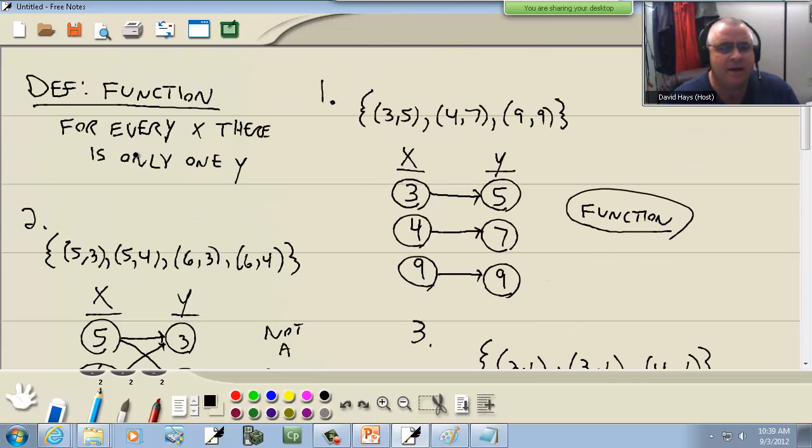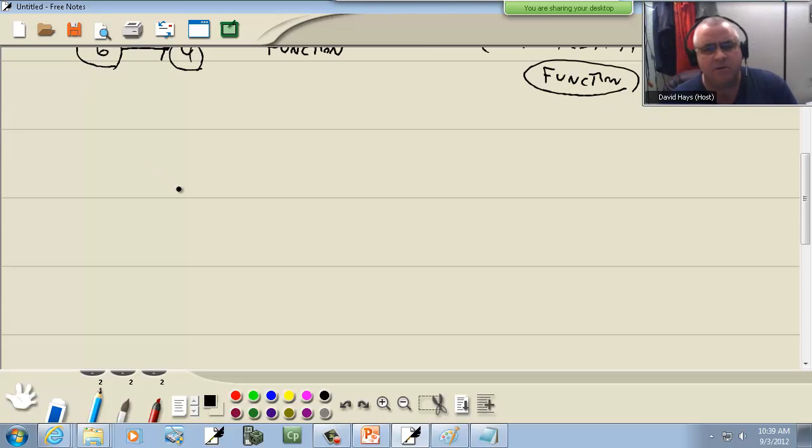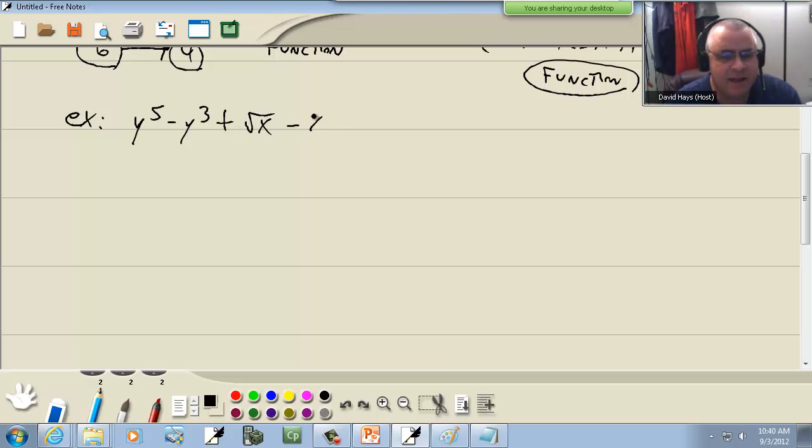Well, this is almost an impossible definition to work with. If you start looking at harder problems, for example, if I have y to the fifth minus y to the third plus square root of x minus x squared equals 7 minus y, and the question is whether it's a function or not.